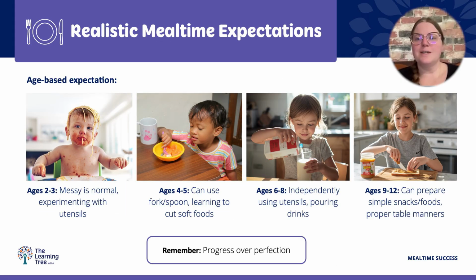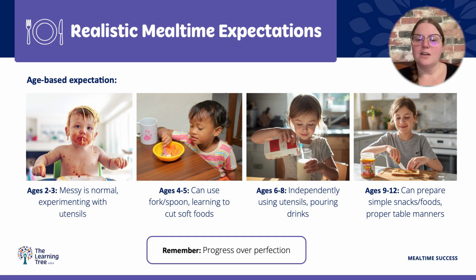All right, some realistic mealtime expectations. We want to make sure that our expectations are age appropriate. From ages 2 to 3, we are definitely expecting our meal times to be messy. We are experimenting with utensils, with tastes, with sensory experiences. There's going to be a little bit of a mess, and that is absolutely okay. From ages 4 to 5, we're going to start learning how to use our fork and spoon appropriately. We're learning to cut soft foods, and our mealtime is going to look a little cleaner.